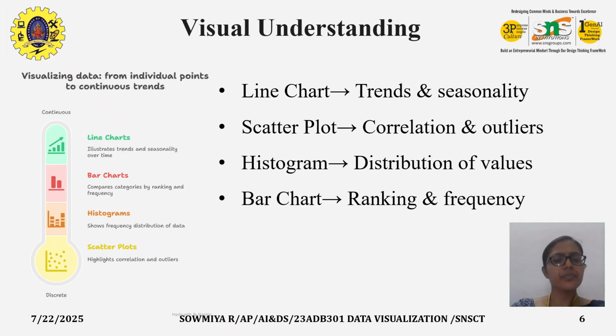Then histogram. Histogram shows the distribution of a single variable. They help us to understand how values are spread out. For example, if most students score between 60 and 70, or if marks are spread widely, a histogram groups the values into bins or ranges so we can see the frequency for each range.